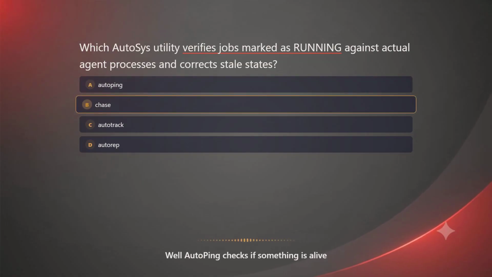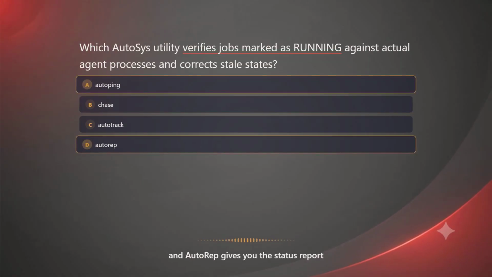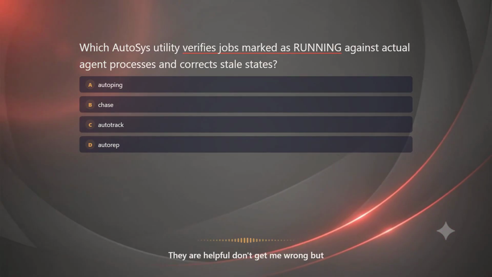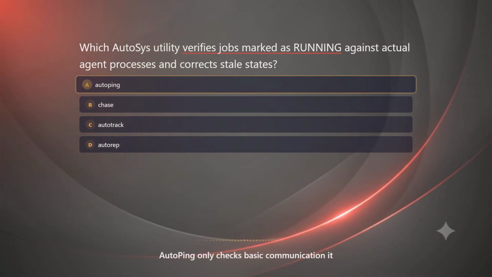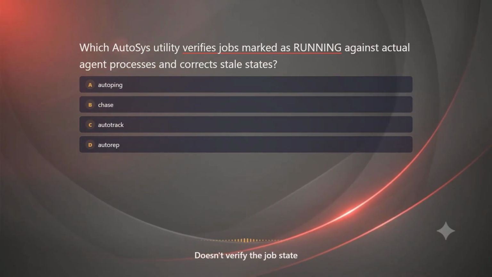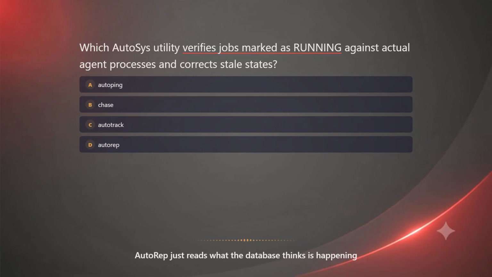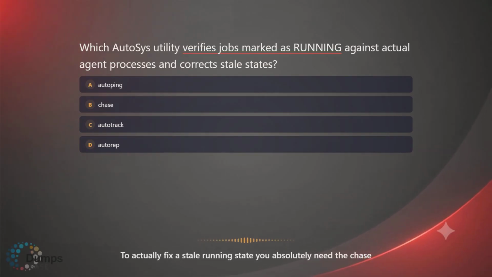Well, AutoPing checks if something is alive, and AutoRep gives you the status report. I mean, I would probably just start there. They are helpful, don't get me wrong, but AutoPing only checks basic communication. It doesn't verify the job state. And what about AutoRep? AutoRep just reads what the database thinks is happening. To actually fix a stale running state, you absolutely need the Chase utility.